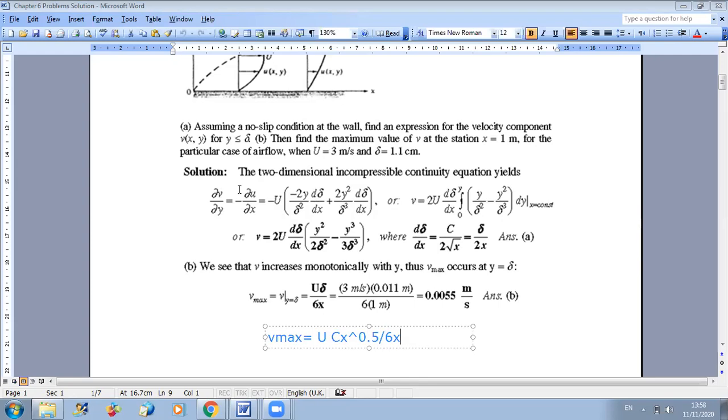وقت عملنا الديريفاتيف del v by del y equals 0, if you replace here equals 0, بيطلع لك إنه this is satisfied for y equal to delta.